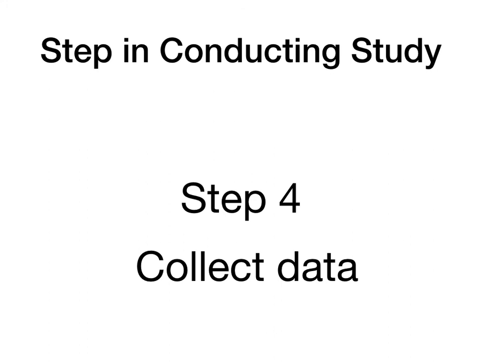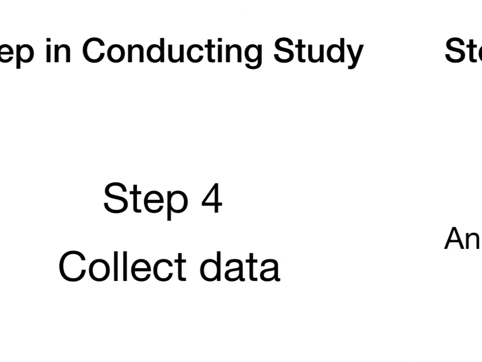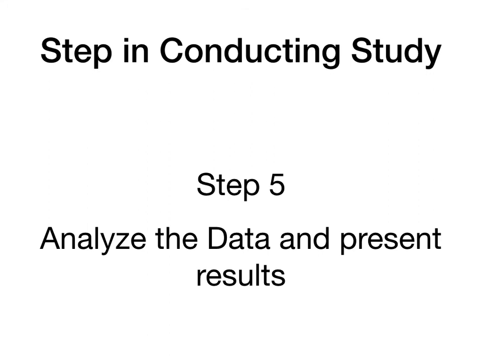In step four, the selected instruments that are reliable and valid are used to collect at least two sets of data. Next, the data is analyzed. The researcher looks for a pattern of responses and uses statistical procedures to determine the strength and direction of the relationship.